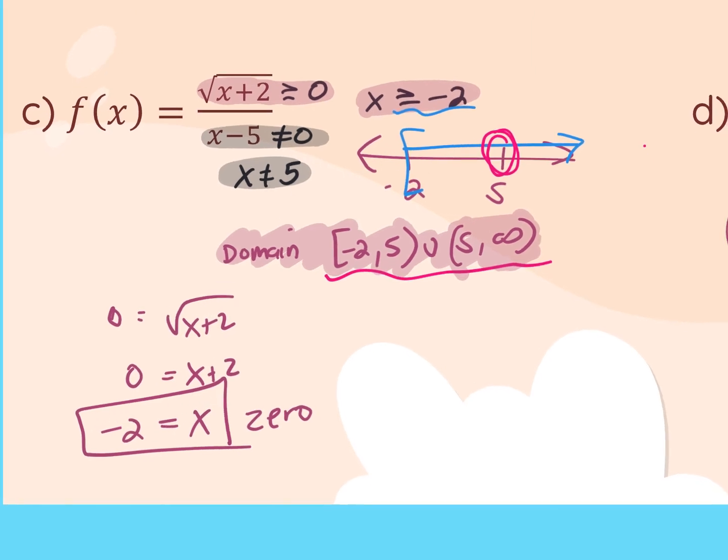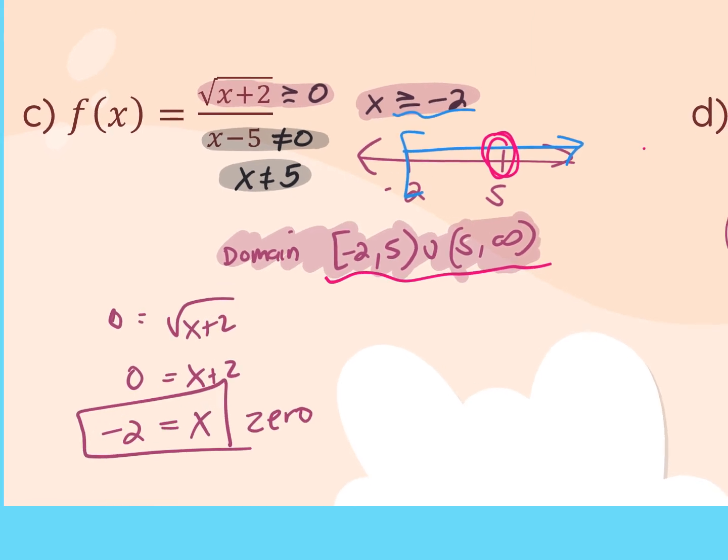For the zeros, I would set just my numerator equal to 0 and then square both sides. You get 0 equals x plus 2, subtract the 2, and x equals negative 2 is the only zero.